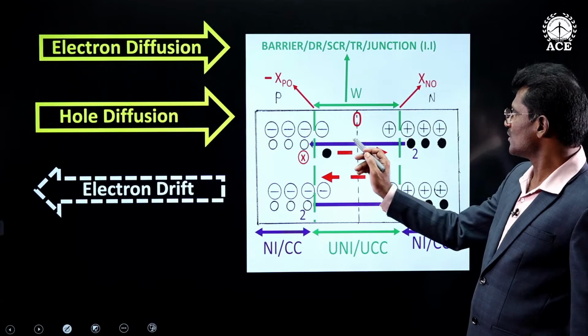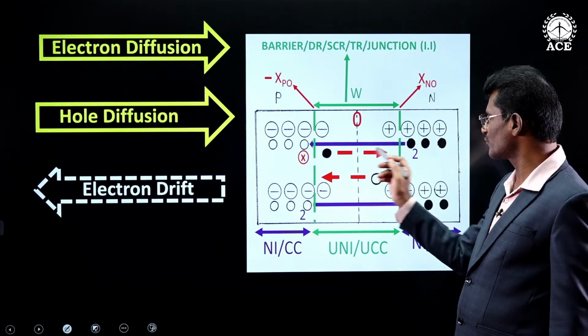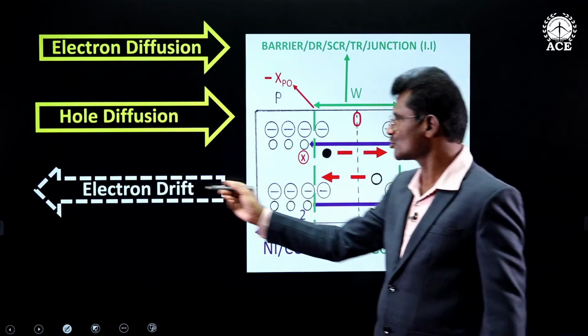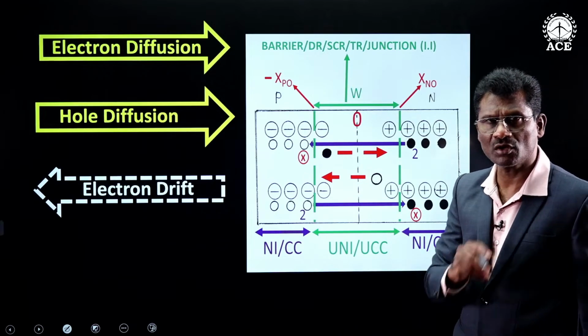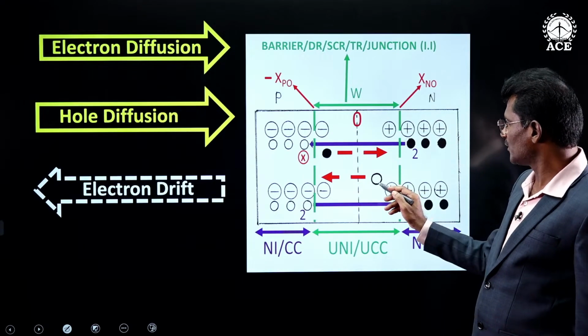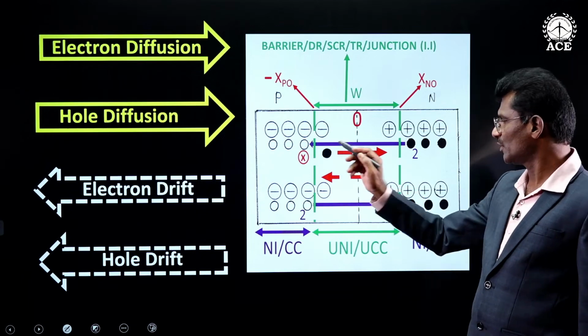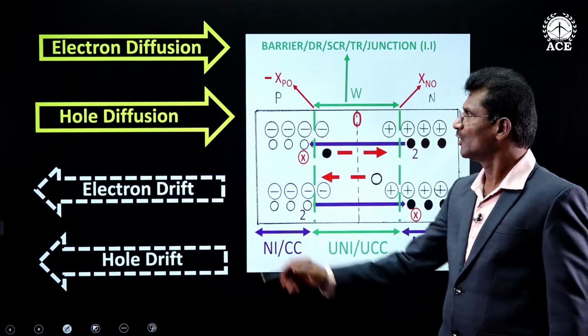Next, this electron is drifting from P to N, and hence it gives a current from N to P, called electron drift. And this hole is drifting from N to P, and hence it gives a current from N to P.